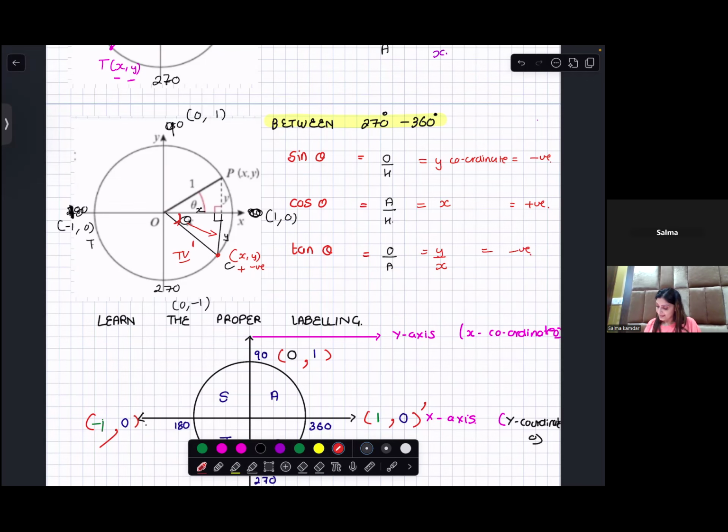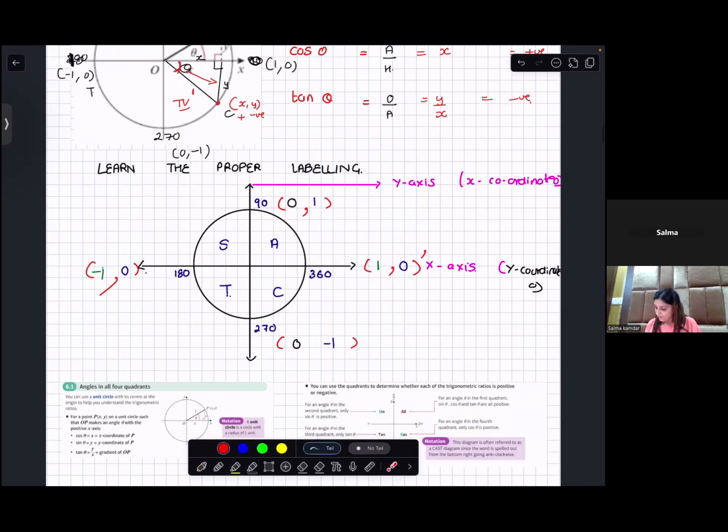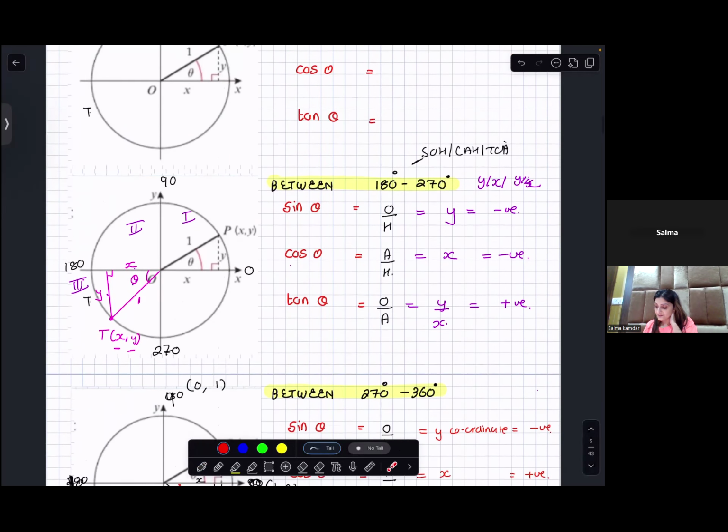So with this, I come up with the rule of the CAST, which gives me angles in all four quadrants. If I'm talking about the angles in all four quadrants, here all angles would be positive in the first quadrant. Here the sine would be positive. In the third quadrant, your tan would be positive, and in your fourth quadrant, your cos would be positive.